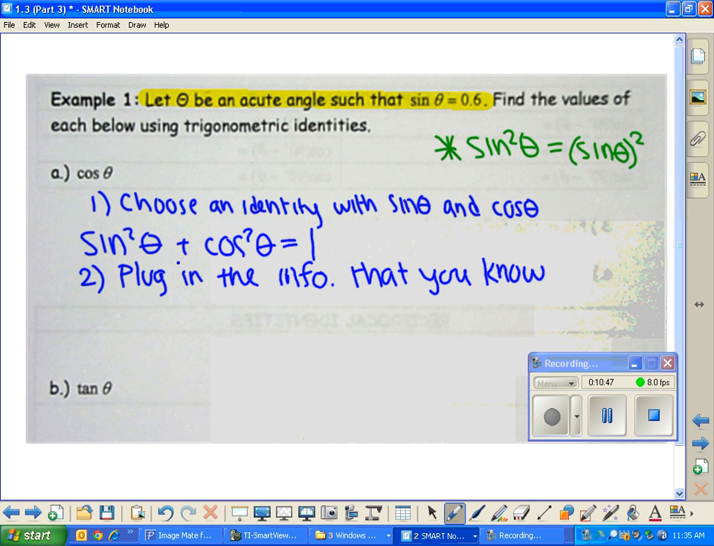So that leads us to 0.6 squared. It has to be squared. Sine of theta is squared, and we have sine of theta here, plus cosine squared of theta equals 1. Step 3, solve for the unknown.